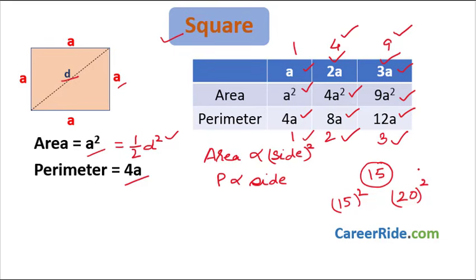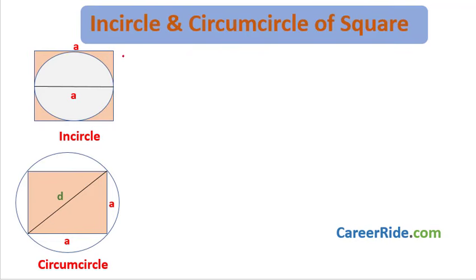Okay, now let's see the next concept here. The next important thing that you should know here is incircle and circumcircle. So first let's talk about incircle. If you take a square and draw a circle inside it in such a way that it touches the sides of the square from all the sides inside, it is called an incircle.